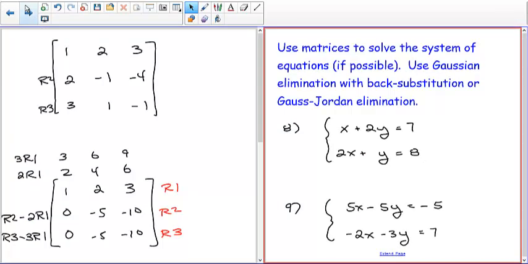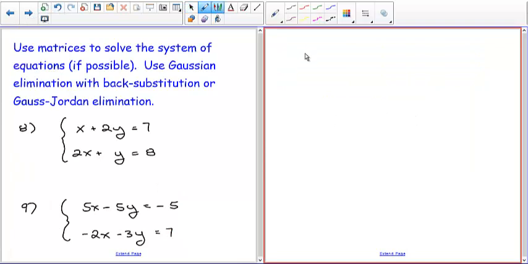Okay, so now this is where the rubber hits the road, and what we're going to do is use matrices to solve these systems of equations if possible. You can either use Gaussian elimination with back substitution or Gauss-Jordan elimination. I'll show you both ways to do it. So we've got problem number 8. First thing you do, write it in matrix form: 1, 2, 7, 2, 1, 8. Put little dots here. Okay, so that's the augmented matrix version.